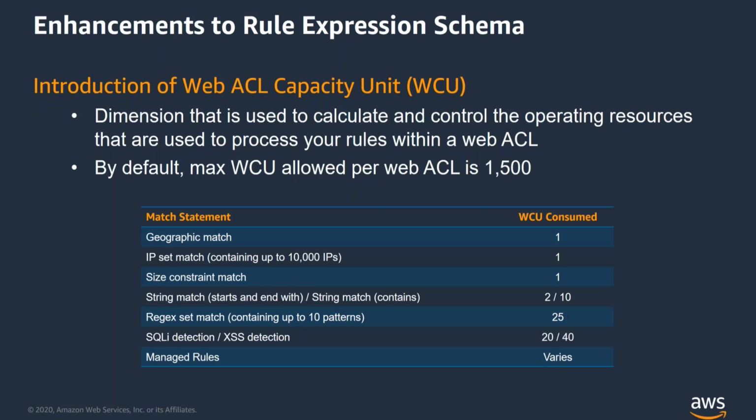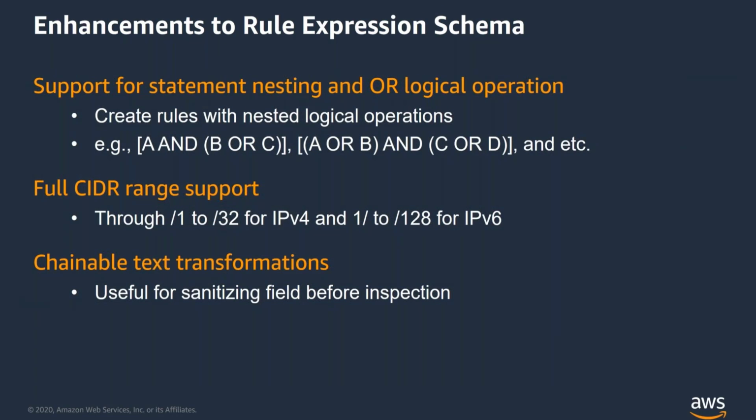For example, in the old API, you'd be restricted to 10 rules, meaning if you want to do IP matches, you can define a total of 100,000 unique IPs at once. However, under the new API, you can have up to 50 million unique IPs at once. We also made some other enhancements such as support for statement nesting and OR logical operation, full CIDR range support, and also multiple chainable text transformations for sanitizing fields before the inspection.